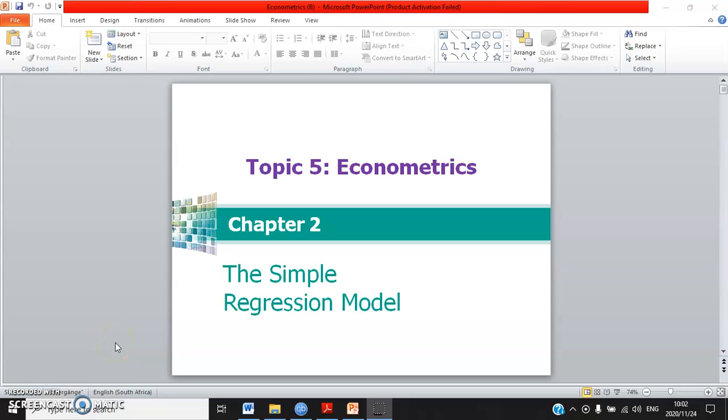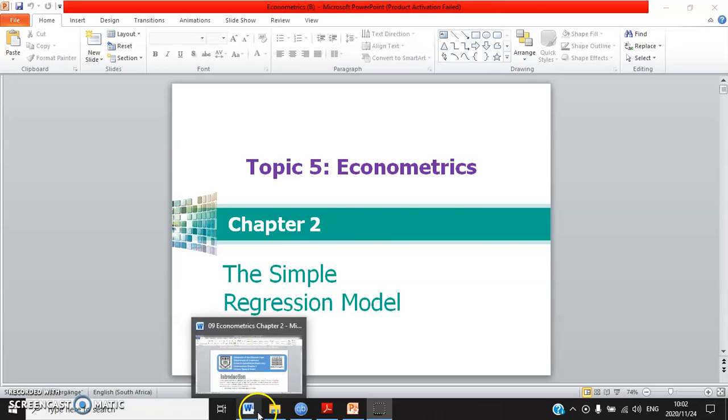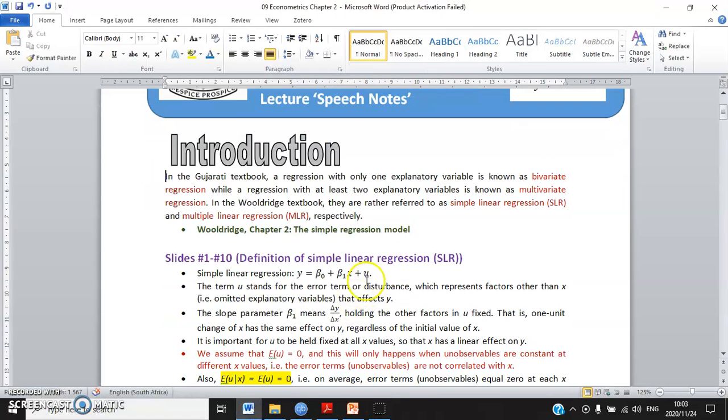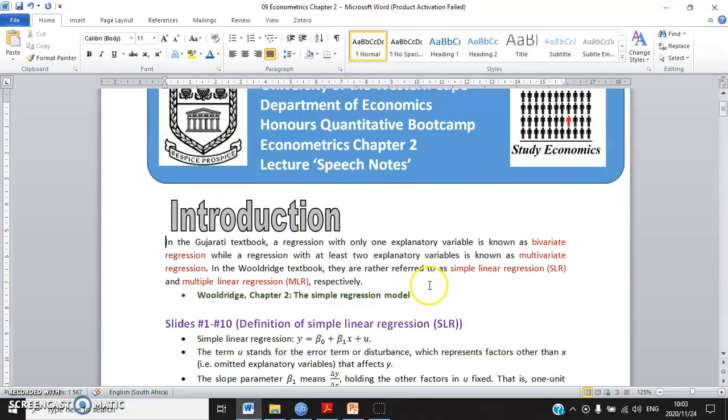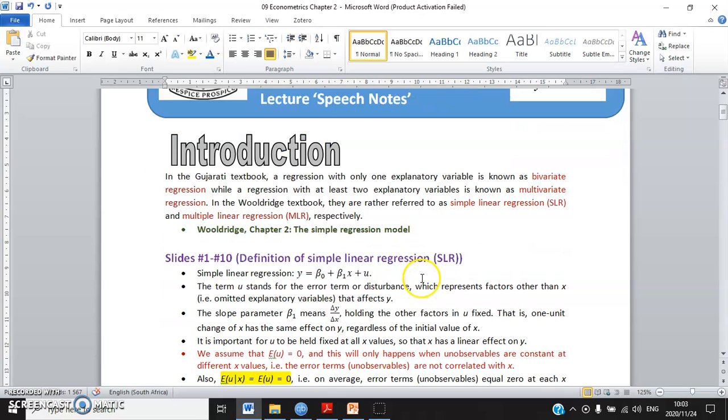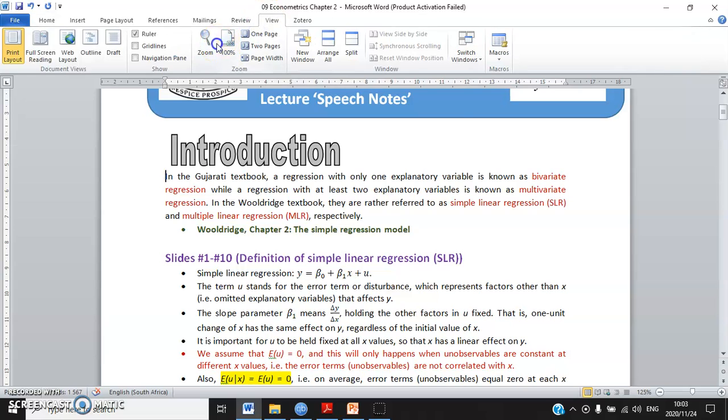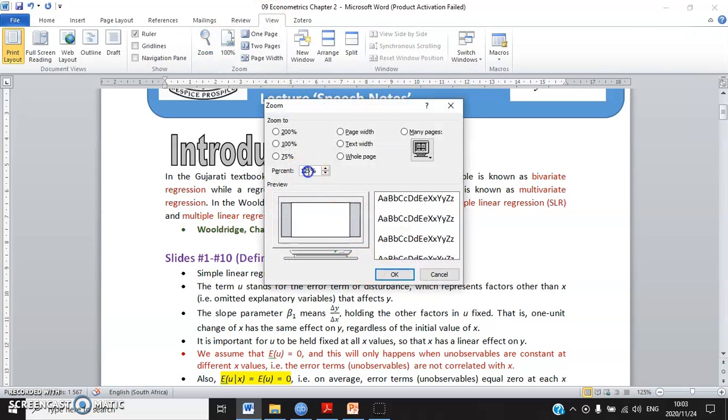Okay, now we move on to chapter 2. Simple regression model. It actually means bivariate regression model. Okay, just to start off by telling you the difference between the Gujarati style and the Wooldridge style again. I think I can zoom that out a little bit.